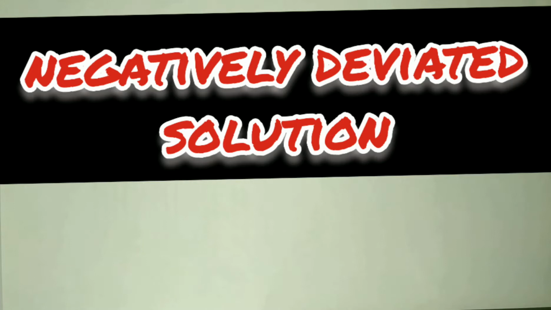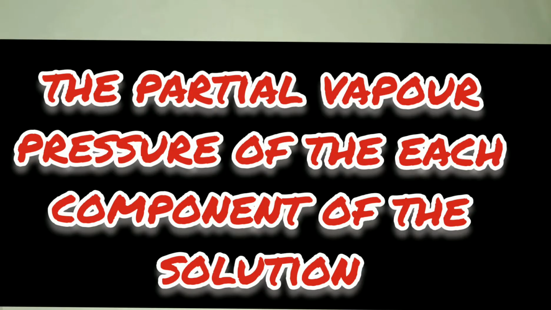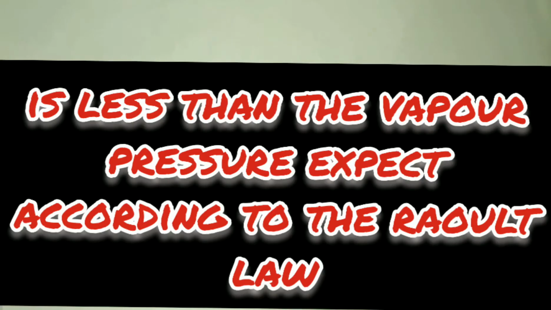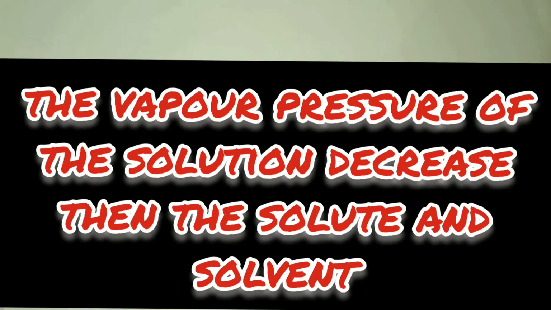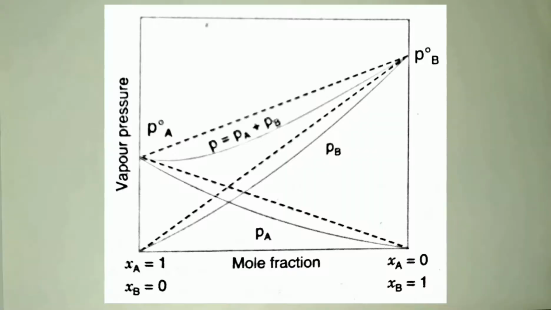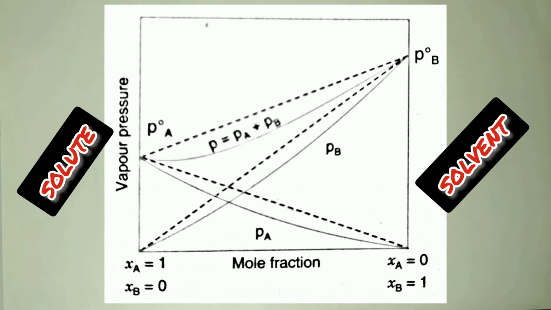Negatively deviated solutions. This is the type number 2 of non-ideal solution. In this type of solution, the partial vapor pressure of each component of solution, that is solute and solvent, is less than the vapor pressure as expected according to the Raoult's law. This means the partial vapor pressure of the solution decreases than the solute and solvent. If we draw the graph for the partial vapor pressures, then the graph shows magnitudes of partial vapor pressures with respect to their mole fractions is slightly less than expected by the Raoult's law.